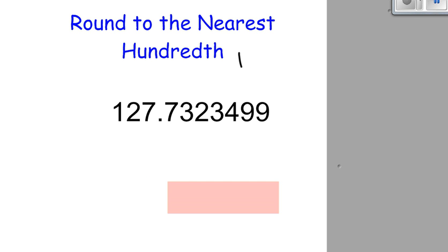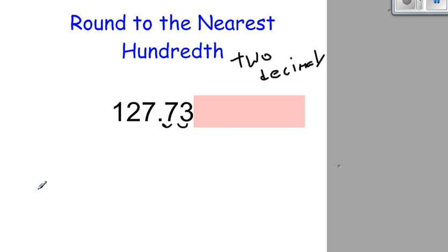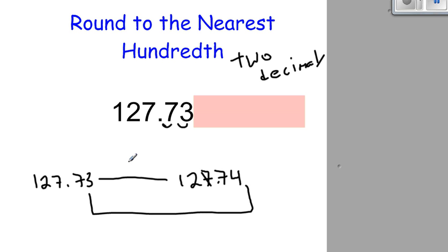Rounding to the nearest hundredth, again, that means two decimal places. So two decimal places. So therefore, I should have 127.73 as my minimum. And the question is, did I get far enough along that I should round to 127.74? So 127.73 or 127.74. And again, they're both two decimal places and they're consecutive. So 73, 74. So how far along did I get? So I look at the first covered number, it's a 2.